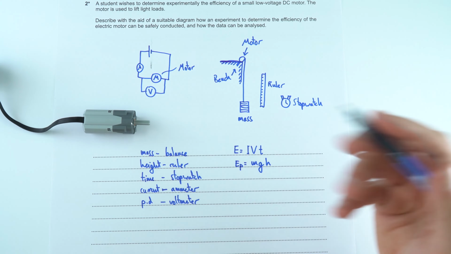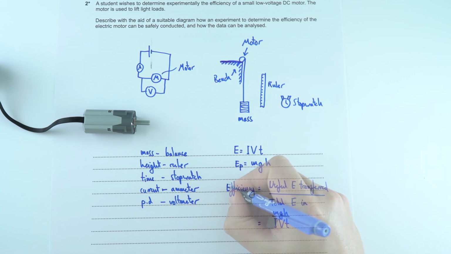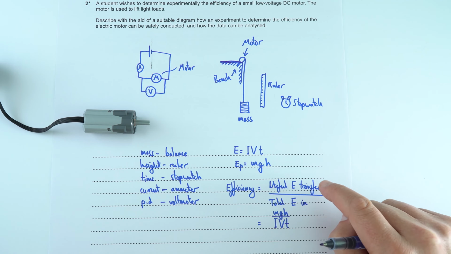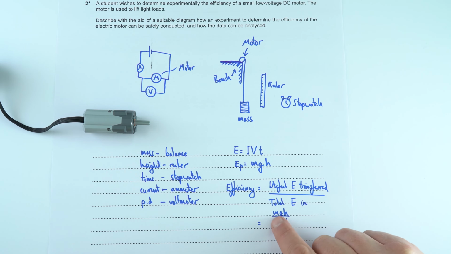And what you've also got to do is, again, just put down things like the equation that we can use for efficiency. So we know that the efficiency is going to be the ratio of the useful energy transferred divided by the total energy in, and this is going to be equal to mgh over IVT. So it's worth setting out these equations.